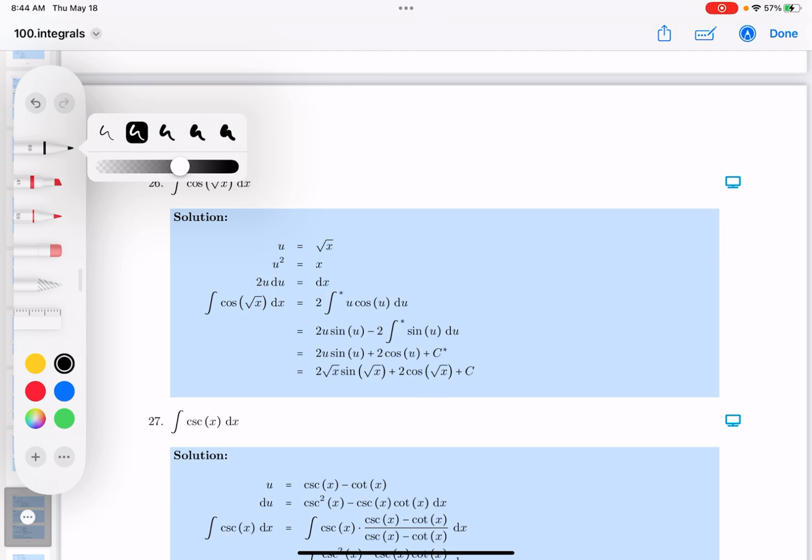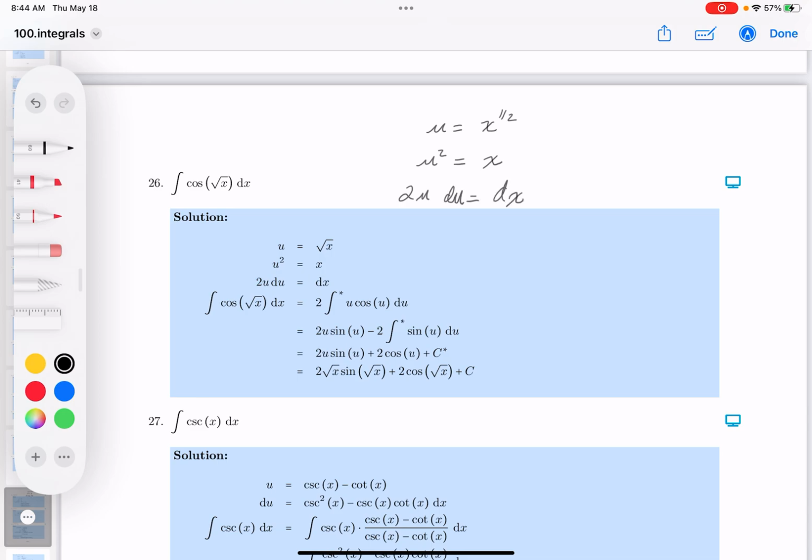The first thing I look at is the argument of cosine is the root of x. So I would say, maybe if I let u equal the root of x, which is x to the 1/2 power. Now if I did that, this is me, by the way, you might vary on this. I would probably square both sides, and I would get u squared equals x. And then I would do the differential. What do you get? You get 2u du is equal to dx.